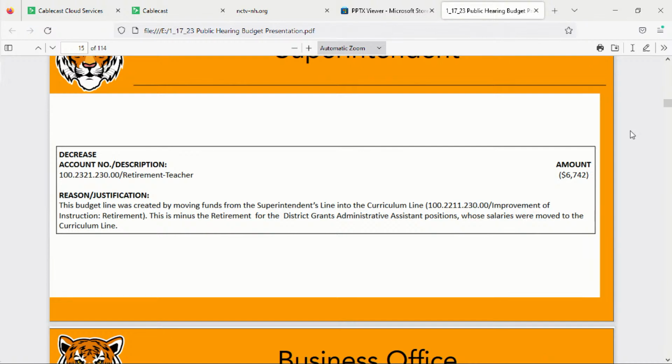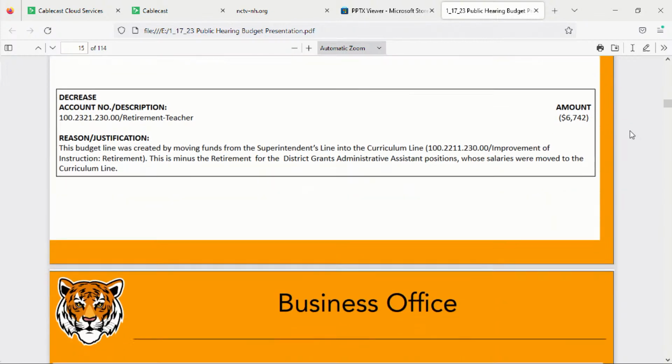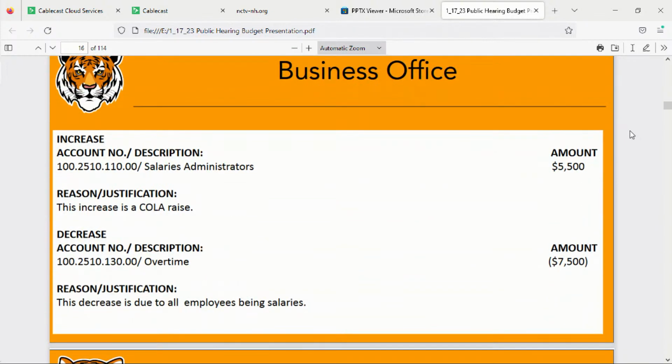And then I'm going to have Diane talk about, is there any questions so far? No questions? Okay, perfect. Diane, if I can have you talk about the business office, please. So the business office, the administration line, the COLA increase from my position. And then we removed the overtime from my budget, so we decreased it $7,500.